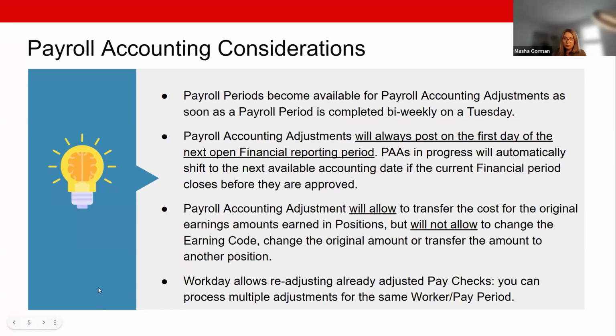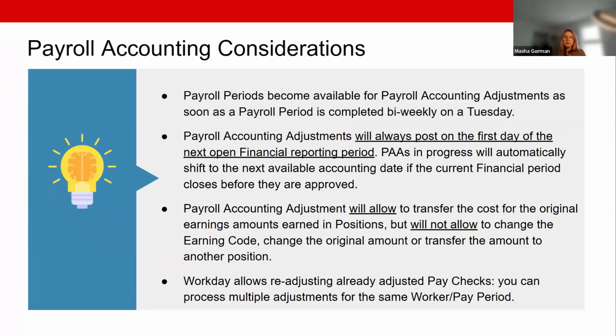And when you do those payroll accounting adjustments, what you will always see in your adjustment is the most current information for that paycheck. So if I'm making a payroll accounting adjustment for someone who's previously already been adjusted, I will see the latest current accounting information.